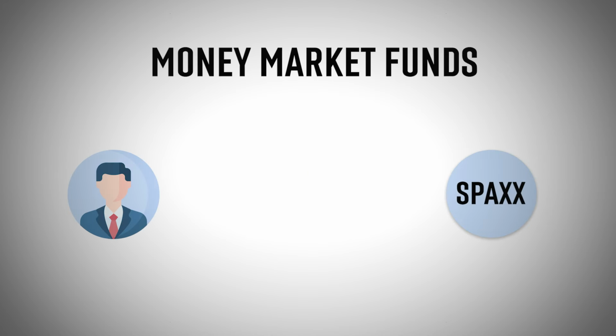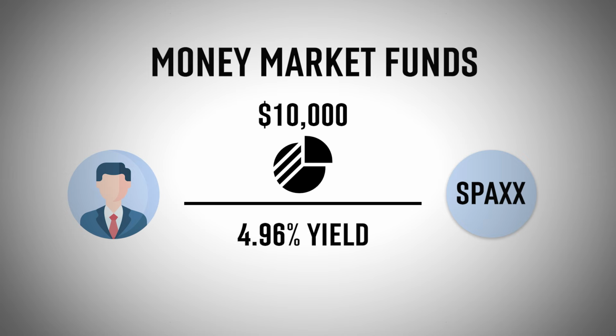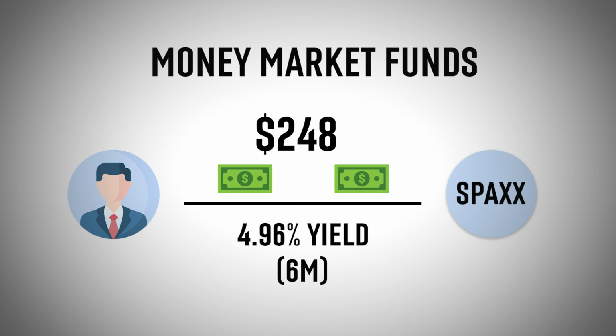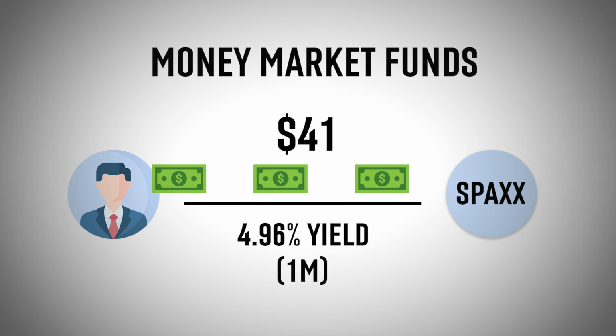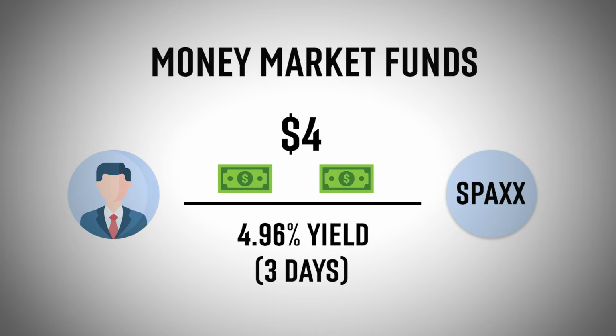So let's just assume you have one of the most popular money market funds, that is SPAXX, as your core position that currently yields 4.96%. Let's just say you sold $10,000 of stock and you wanted to keep it as cash until you're ready for your next purchase. If the rates were to stay the exact same over the next 6 months, you would have earned over $248, where if it were 1 month, you would have earned $41, or if you only had it in the core position for 3 days, you would have made $4.